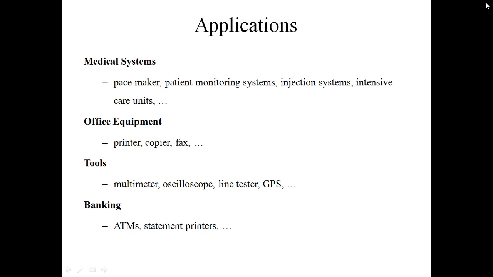Then we go for office equipment. It is used in printers, copiers, and even fax machines, which are controlled by embedded systems. Then tools, such as the multimeter, oscilloscope, line tester, and GPS systems, can also be designed with embedded systems. Then we go for the banking system, where it can control ATM units as well as statement printers.